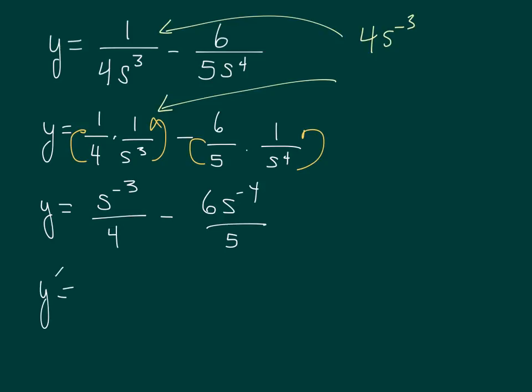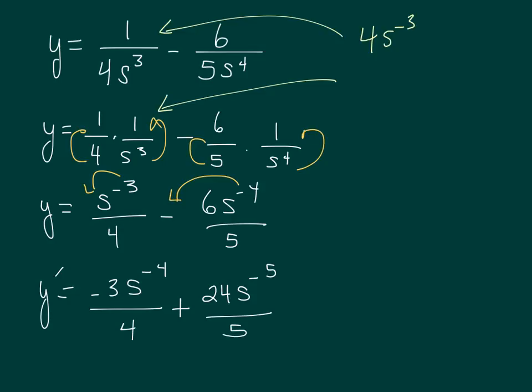So now I bring down my power. I end up with negative 3s, I subtract 1, negative 3 minus 1 is negative 4, over 4. I'm going to bring down the negative 4, so a negative and a negative is going to be a positive. 4 times that 6 is 24, subtract 1, and then over 5.